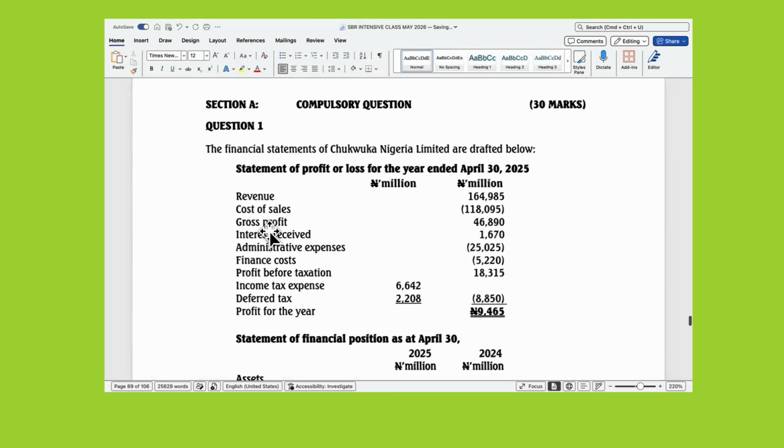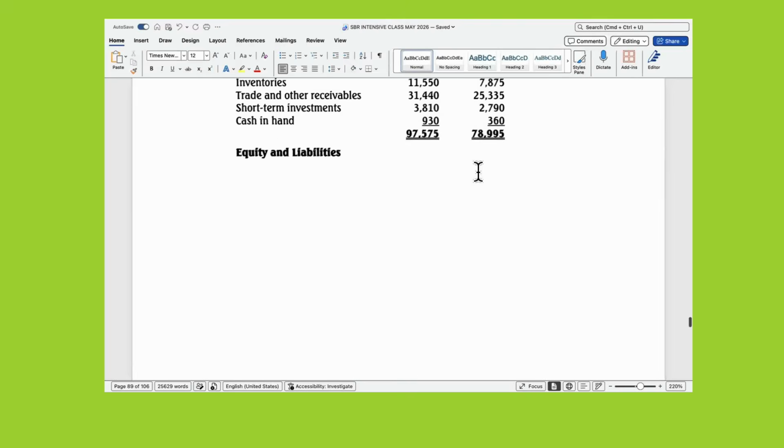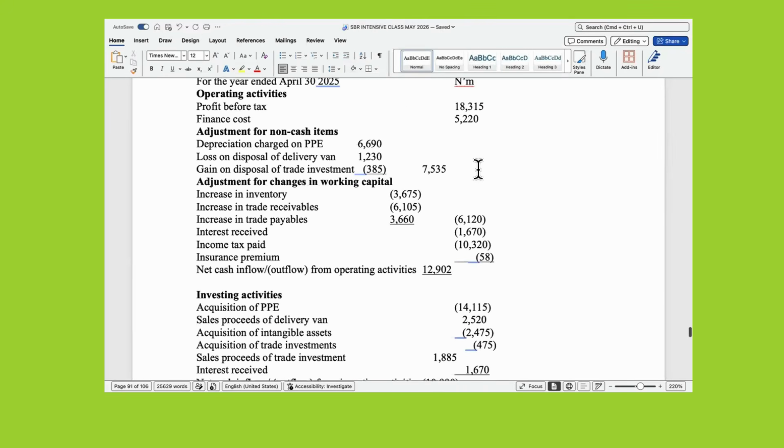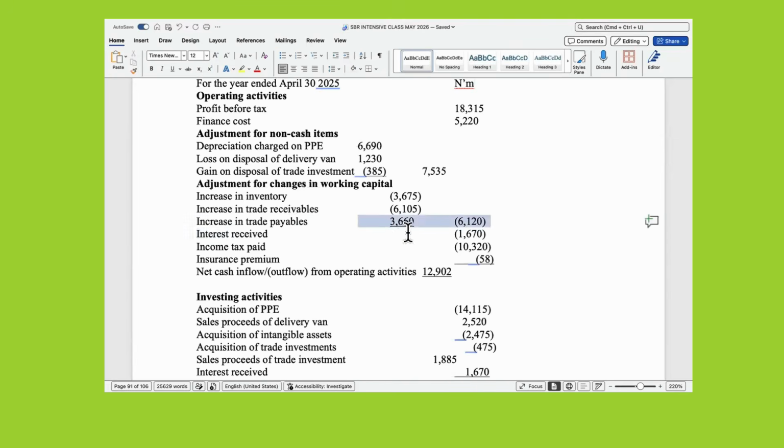I move to interest received. Interest received is an investing activities item. It should not be considered in cash from operations. It should be dealt with in investing activities. So it was added here in determining this profit. I will deduct it. So that 1,670, you see me in my operating activities removing it.